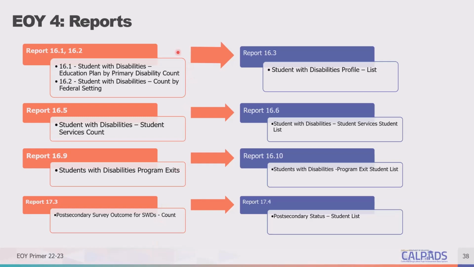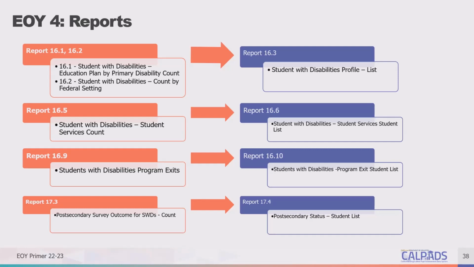Those are the reports that you will need to review and approve in order to certify the end of year 4 data submission. There are also multiple supporting reports. Those are listed on the right in blue or purple, and they are reports 16.3, 16.6, 16.10, and 17.4. So these provide more specific counts or detailed lists of students who were counted in the aggregate reports on the left. For most LEAs, these reports can be pulled at the start of the end of year on May 8th and monitored until you're ready for certification.